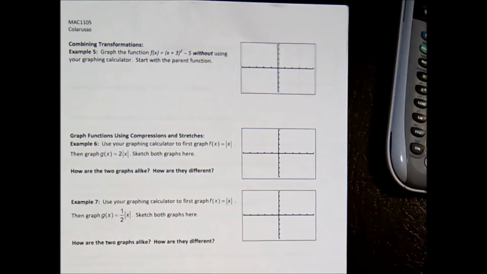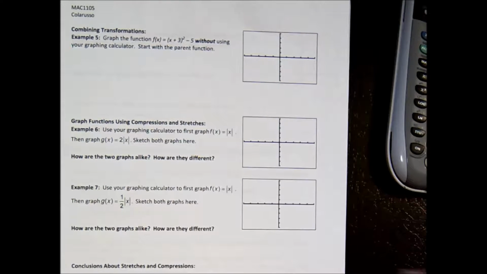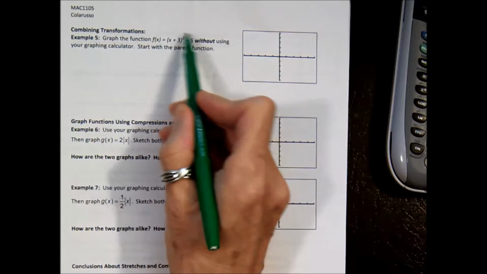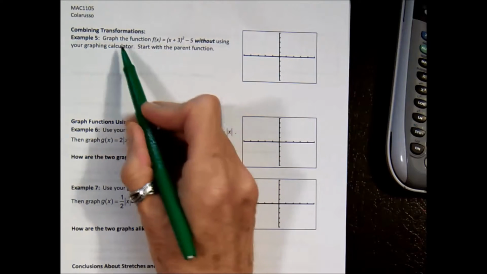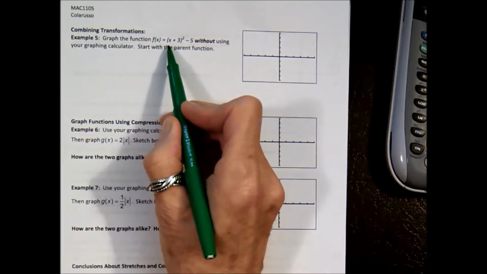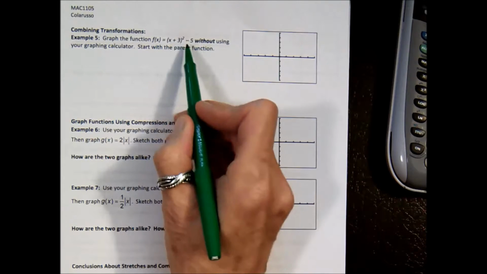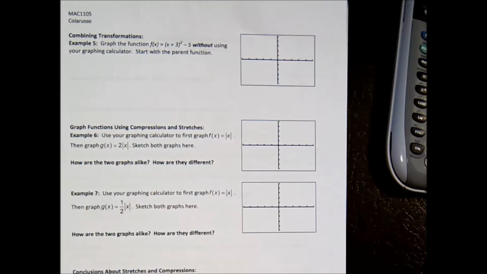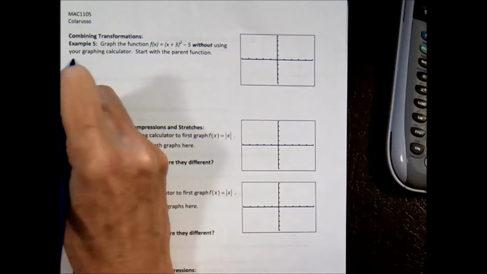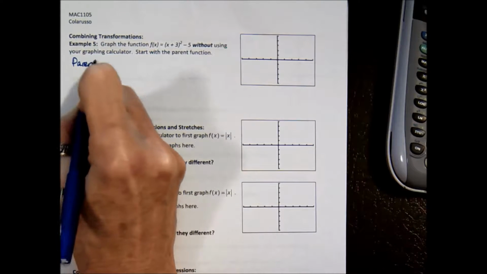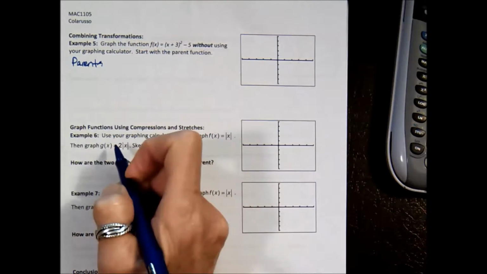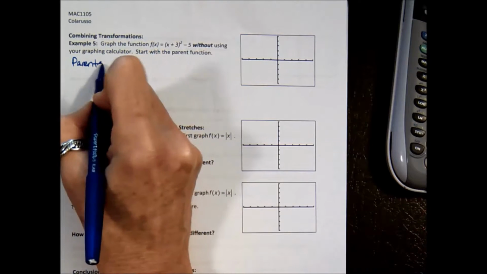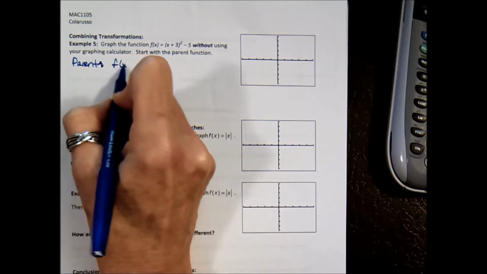All right, let's continue in this manner, going to our next page, and we're now going to use a combined transformation. So let's first take a look at our equation and see if we can figure it out. It says graph the function f of x equals (x plus 3) squared minus 5 without using the graphing calculator. Start with the parent function. So I know that the parent function, that's what we call it, is this function stripped down to just the very beginning of it. So that would be f of x equals x squared.